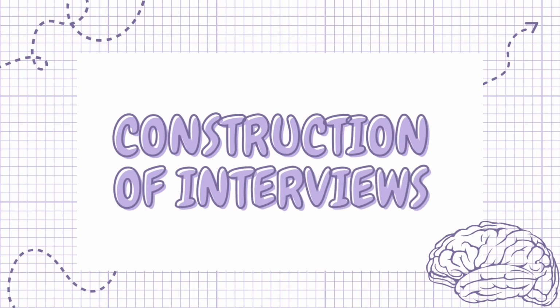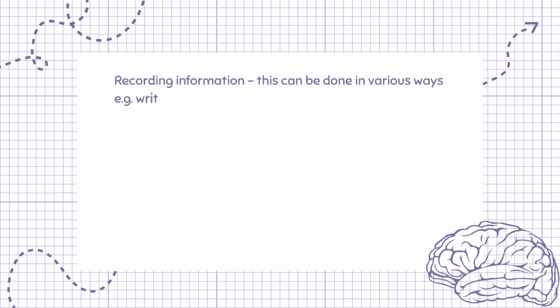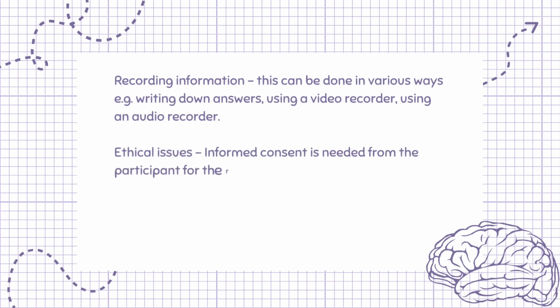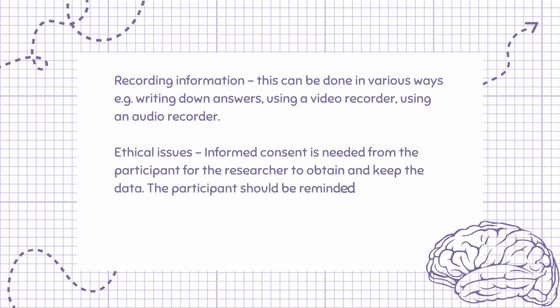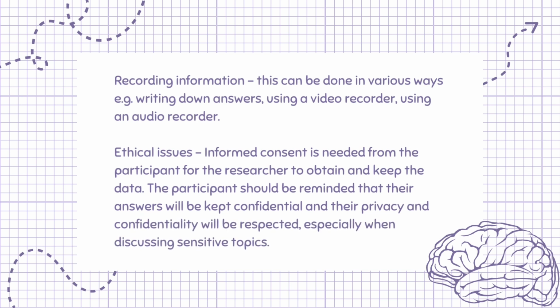Construction of interviews. Recording information. This can be done in various ways, e.g. writing down answers, using a video recorder, using an audio recorder. Ethical issues. Informed consent is needed from the participant for the researcher to obtain and keep the data. The participant should be reminded that their answers will be kept confidential and their privacy and confidentiality will be respected, especially when discussing sensitive topics.